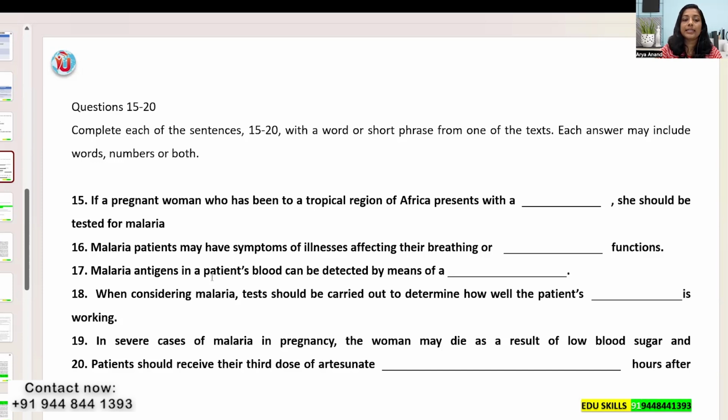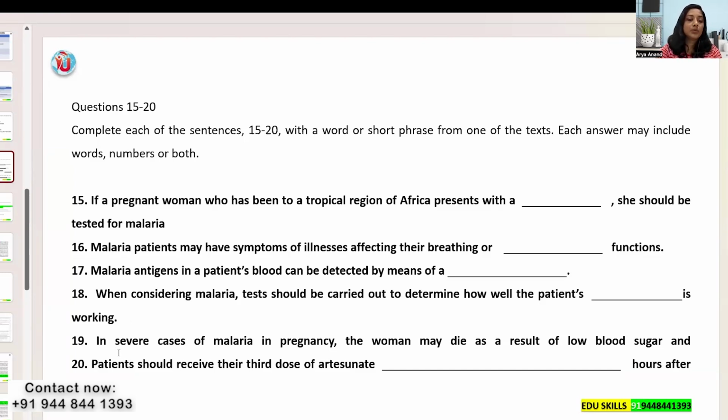17th one, malaria antigens in a patient's blood can be detected by means of a dash. From which text is it? Malaria antigens in a patient's blood can be detected by means of a dash. Okay, then 18th one, when considering malaria, a test should be carried out to determine how well the patient's dash is working.